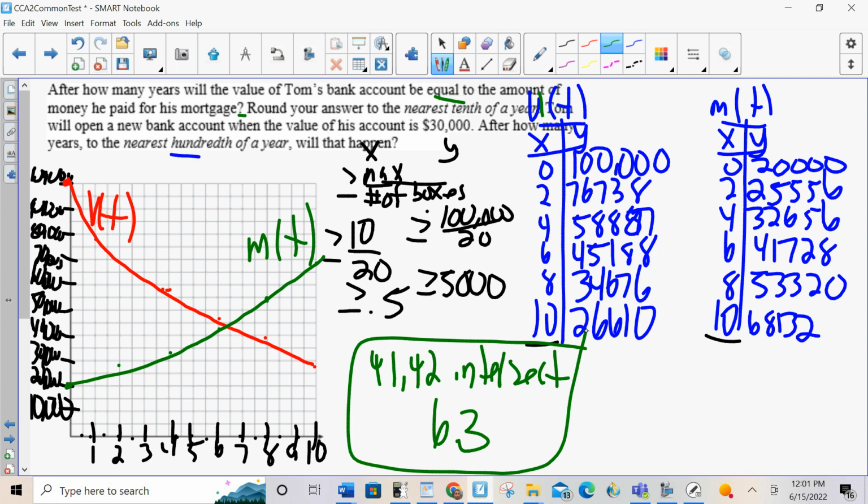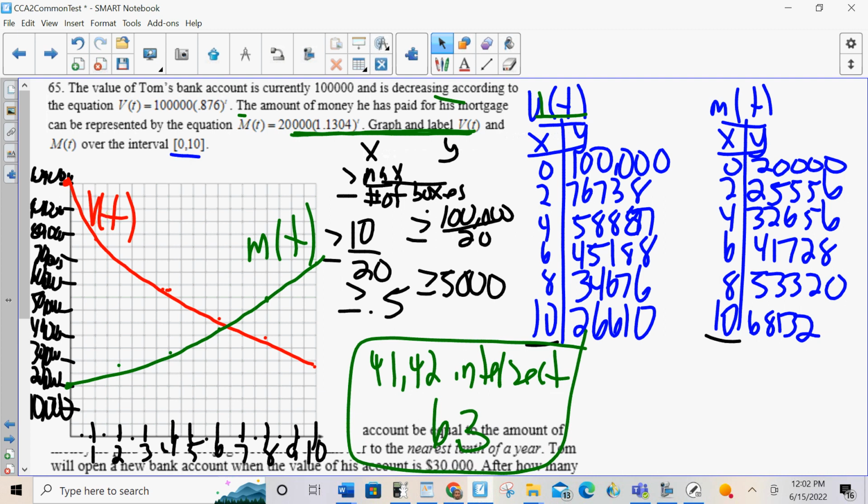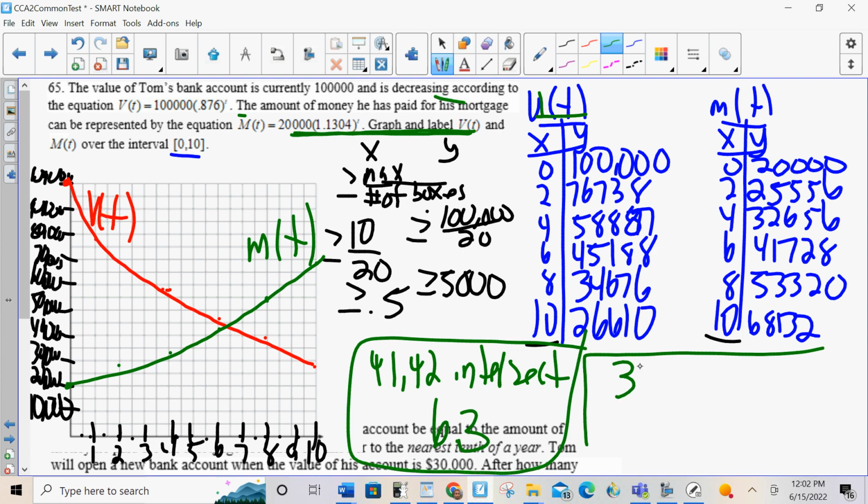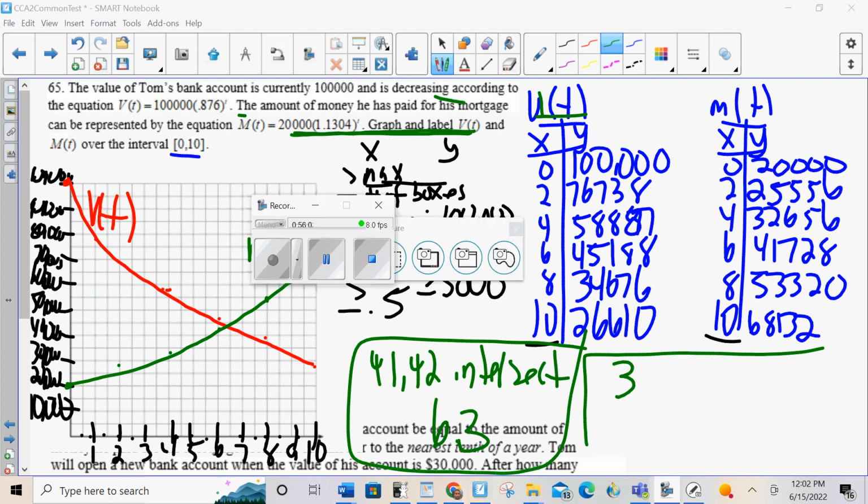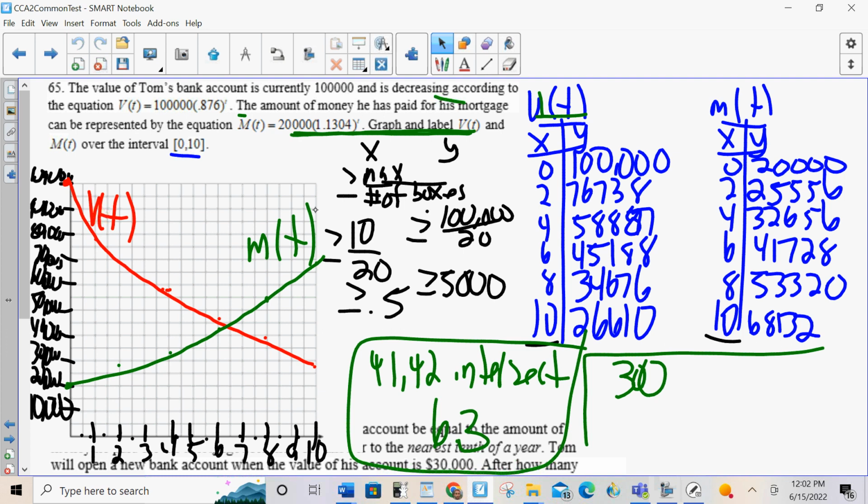Tom will open a new bank account when the value of his account is 30,000. Value of his account. V of t is the value of his account. So we are going to replace V of t with 30,000. Sometimes it just takes a moment.